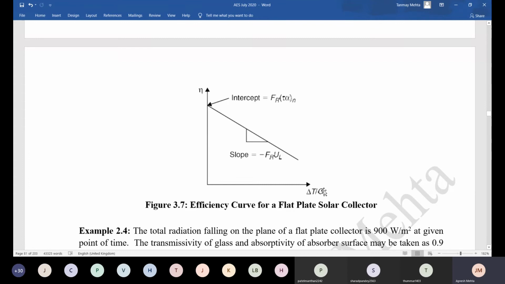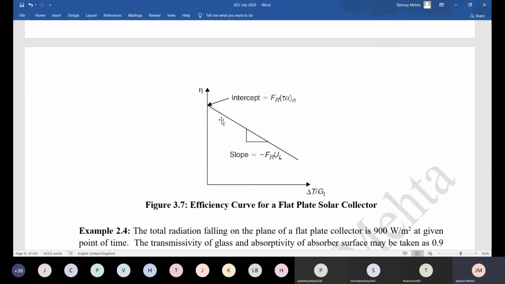And what about GT or IT? As the GT or IT goes up, you are actually moving on the left hand side, so efficiency will be higher. So higher the irradiance, higher the efficiency. So solar irradiance, if it is higher, it is always beneficial. It will not just increase the input energy, but it will also increase the efficiency of a solar collector.